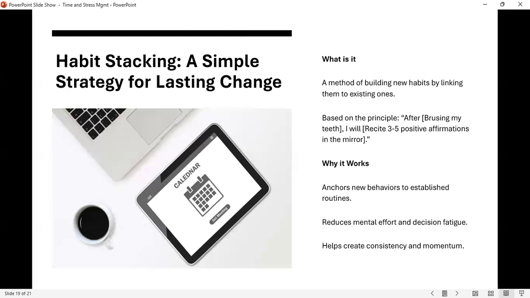Why it works. We anchor new behaviors to established routines. It reduces mental effort and decision fatigue and helps create consistency and momentum. I do find, on the mornings, if I make my coffee and I forget to drink my glass of water, I end up thinking about it. I made my pot of coffee and didn't drink that glass of water. So then I can go drink that glass of water as soon as I realize it.